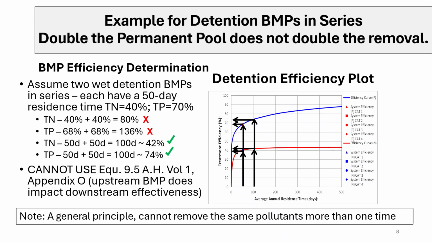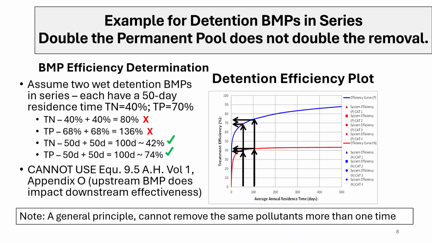When we look at the efficiency curves for a 100-day residence time, the removal would be approximately 42% for total nitrogen and 74% for total phosphorus, which is not double the individual pond's efficiency, because the upstream BMP significantly impacts the effectiveness of the downstream BMP by pre-treating the water.